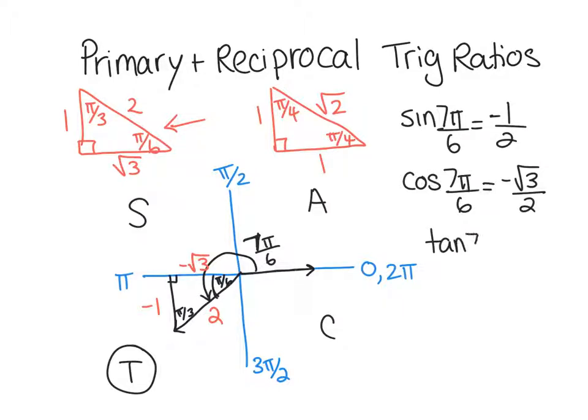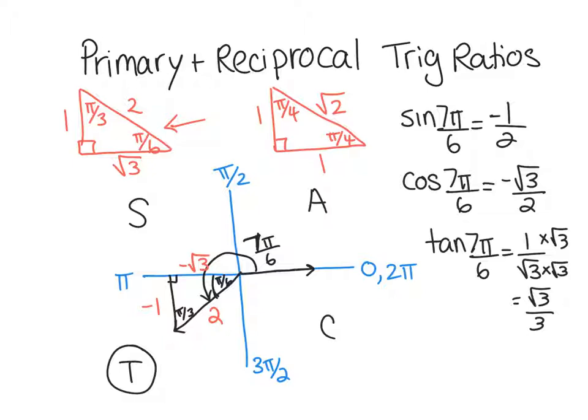And then tan should be my positive one. And that's opposite over adjacent, so negative 1 divided by negative root 3, which is just positive 1 over root 3. And then I always want to rationalize my denominator. So I'm going to multiply the top and bottom by root 3. So I get root 3 over 3. So those are my primary trig ratios, sine, cos, and tan.